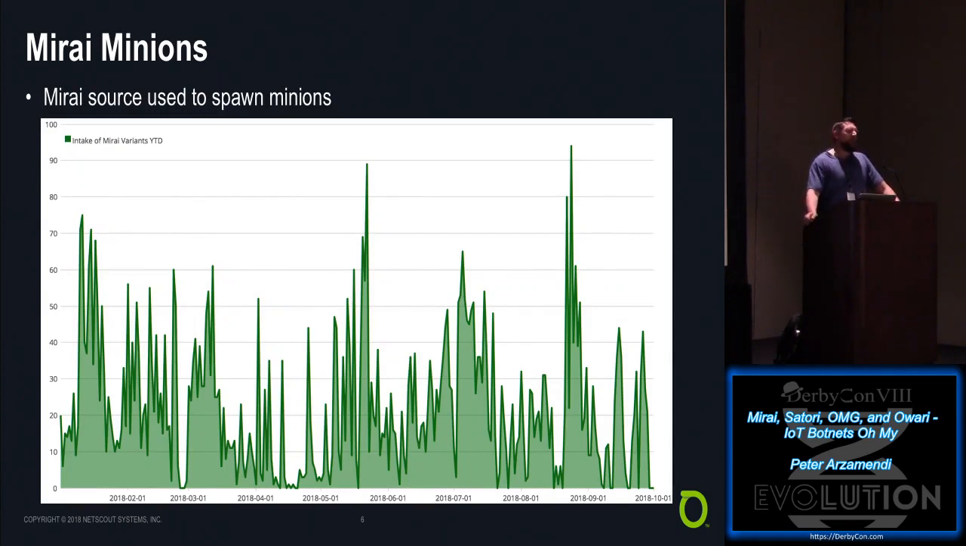Here is the following graph of just the year-to-date of ingestion of different types of variances that were based on Mirai. We see several peaks and valleys here. These peaks and valleys are generally related to when a new variant comes out that adds additional functionality or adds additional attack vectors or implements some sort of new IoT vulnerability that has been released. Examples are like the GPON exploit or the Realtek SDK exploit.